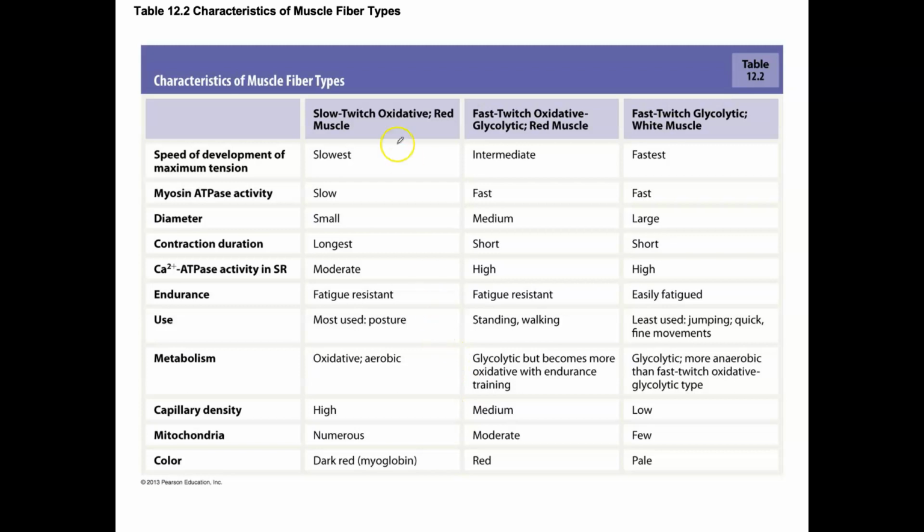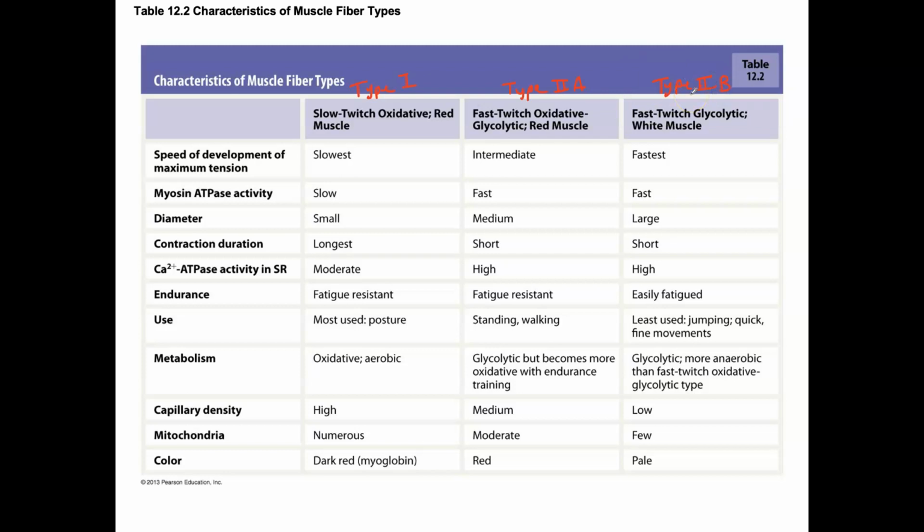To summarize the different types of muscle fibers, we can use a table like this. The slow twitch oxidative are the type 1 fibers. The fast twitch oxidative glycolytic, these are the type 2A fibers. And the fast twitch glycolytics are the type 2B cells.